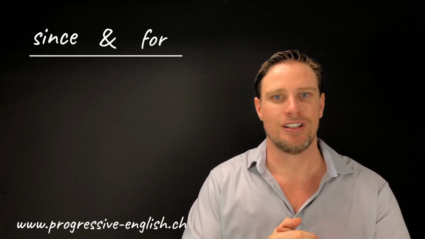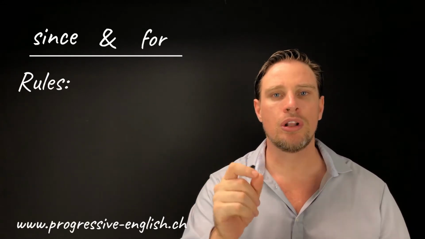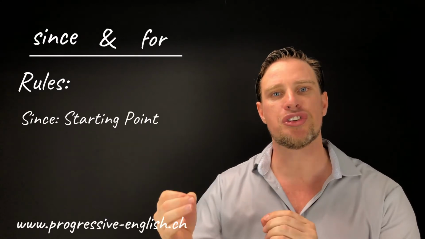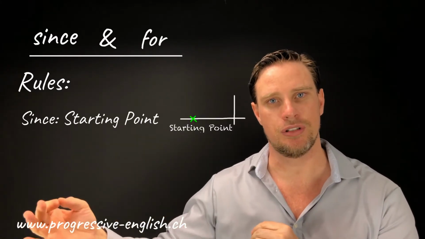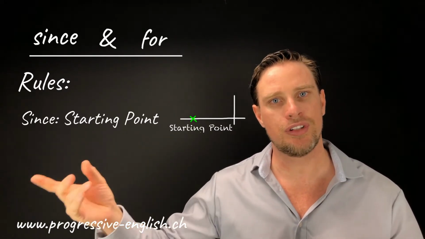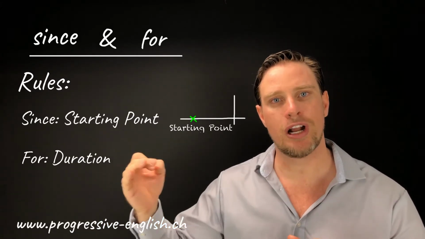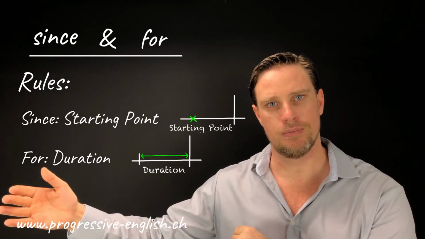The good news is the rules for for and since are very simple, and I have a brilliant trick so that you never mix up which word to use. Let's get straight into it. The rule for when to use since is we only use since when we mention a starting point of an activity. And we only use for when we mention a duration, a length of time.